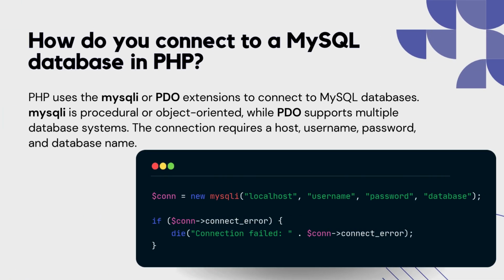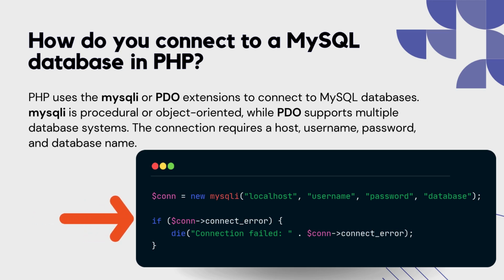How do you connect to a MySQL database in PHP? PHP uses the MySQLi or PDO extensions to connect to MySQL databases. MySQLi is procedural or object-oriented, while PDO supports multiple database systems. The connection requires a host, username, password, and database name. Let's look at the example code.